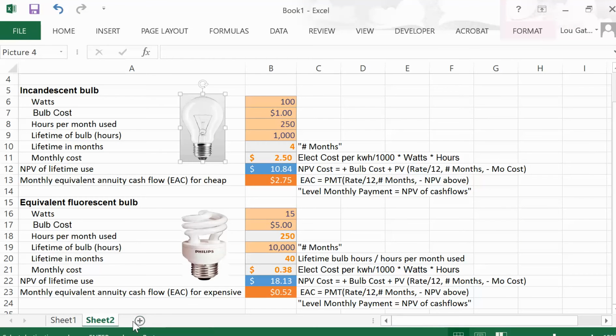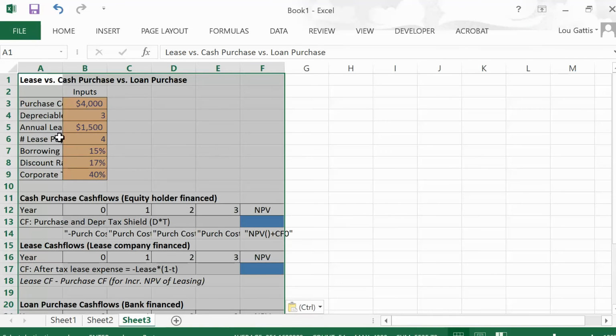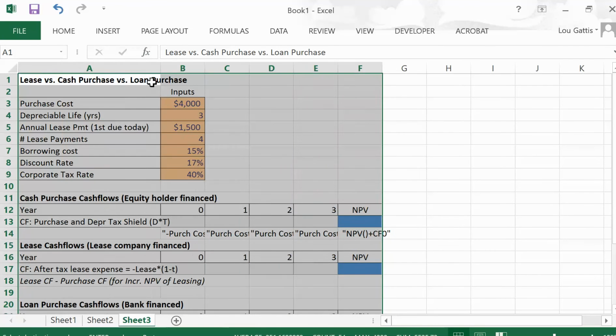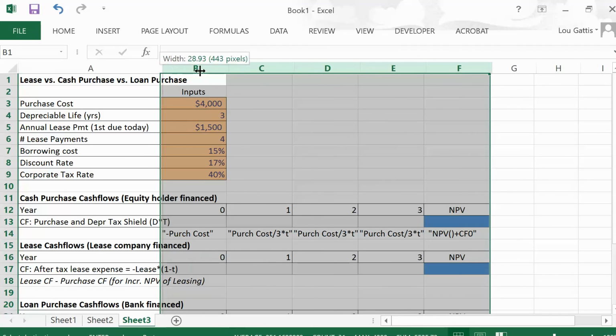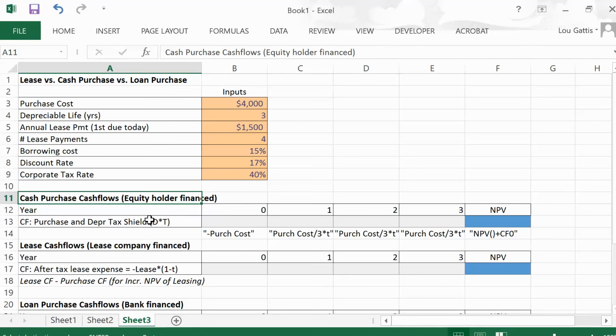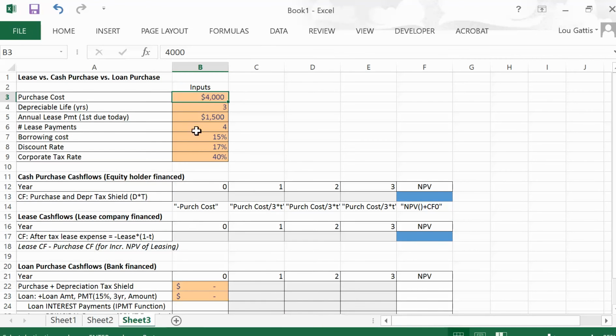And go to Excel. And let me just move this up. All right, so here are our examples. The machine's going to cost us $4,000 today. We're going to depreciate it over 3 years using straight line depreciation. We're going to compare that with a $1,500 lease that's due today and in the next 3 years. There's going to be 4 total payments. I could borrow at 15%, my discount rate for NPV is 17%, and the corporate tax rate is 40%.